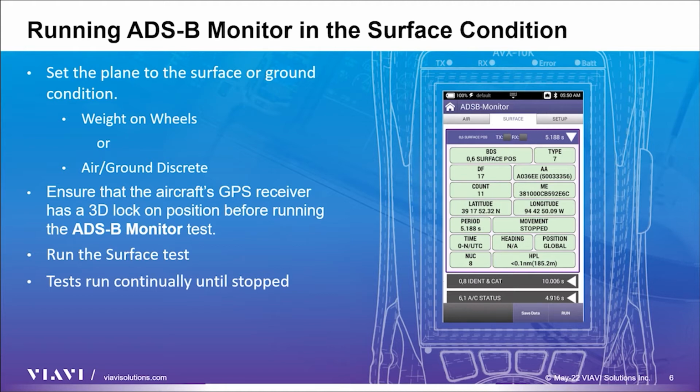Interval time is the time between receipt of a squitter. This is displayed to inform the user that the squitters are being received at a regular interval.